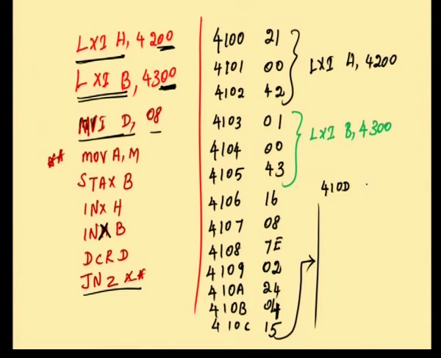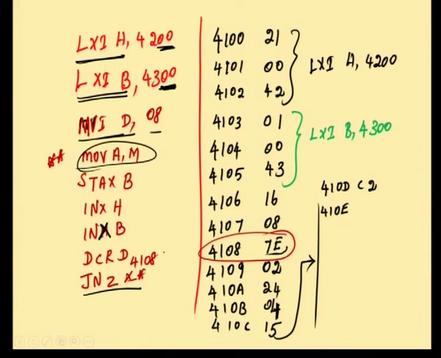At 410D, I have to write C2, then 410E. Here, where to switch over? I have to go to MOV A, M. Where is MOV A, M? This is the MOV A, M instruction opcode, so I have to switch over here, to 4108. So first I have to write the lower address, 08, then the higher address in the next location, 410F. The number is 41.